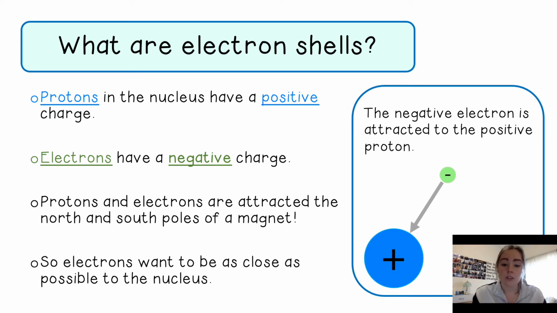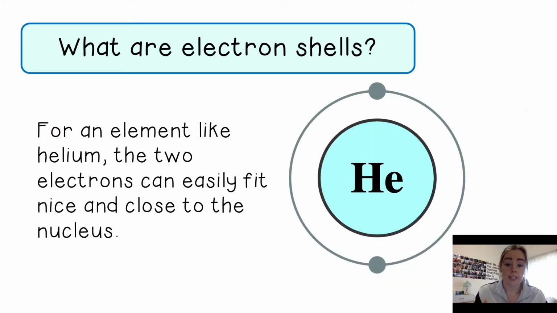So because the protons are located in the nucleus, these electrons are going to be attracted to the nucleus and want to get as close as they can to it. So for helium, it's easy because it only has 2 electrons, so they can fit nice and close to that nucleus without any trouble.